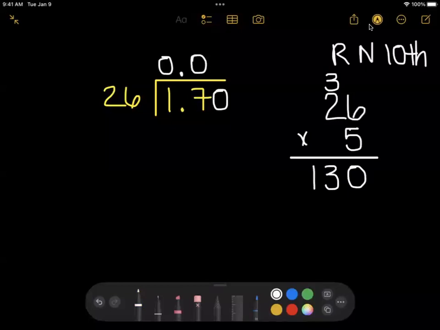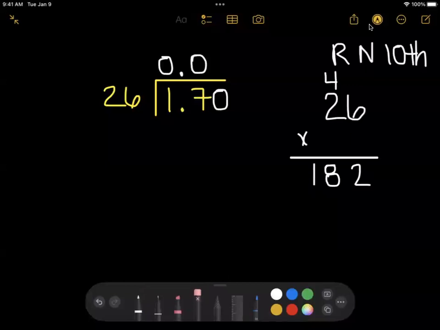So I think I could probably fit another 26 or 2 in between to get closer to 170. So I'm going to try 7 just to see where that lands me. I'm going to put 7 here. 6 times 7 is 42. So 2 here and 4 here. 2 times 7 is 14, plus 4 would be 18. So again, that's a little too much. I was looking for 170.